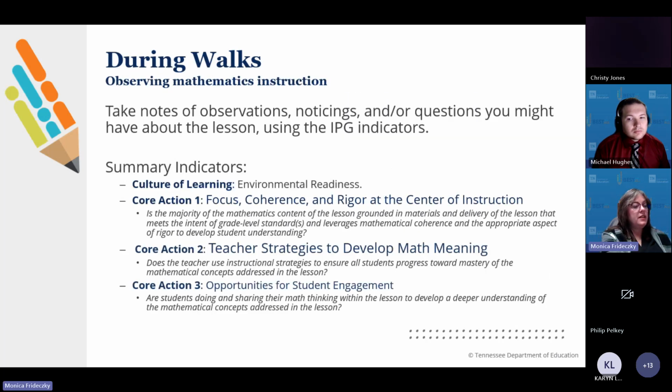Okay. So during the learning walks, you'll take note of what you see, jot down some of your wonderings and questions you might have about the lesson, and connect your questions and noticings to the IPG indicators. These notes are really beneficial when it's time to debrief with your learning walk team and your teacher, so that they can get quality feedback or be left with something to think about.